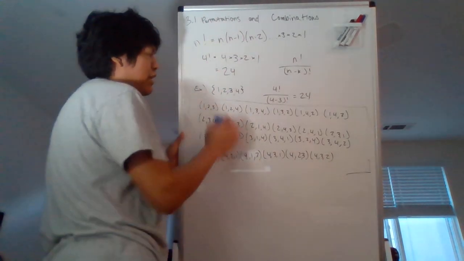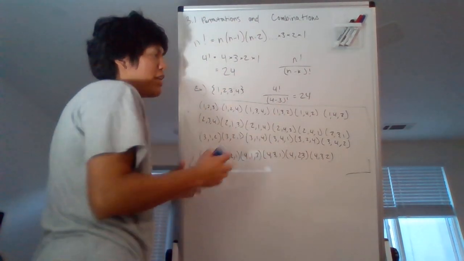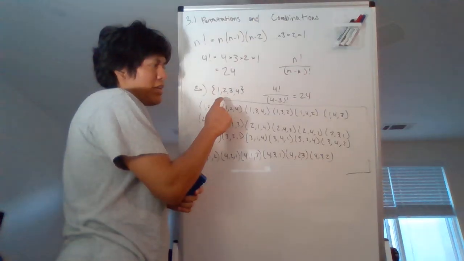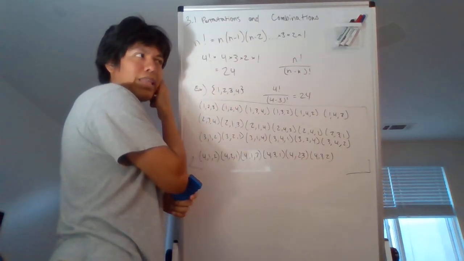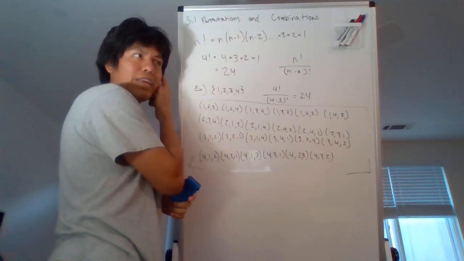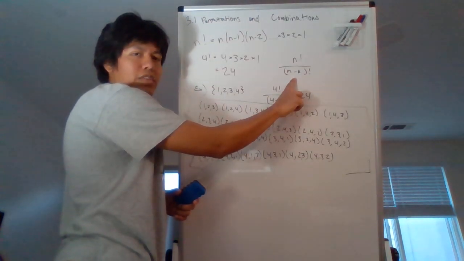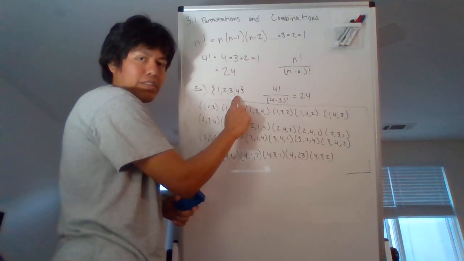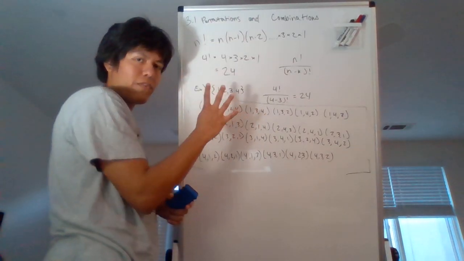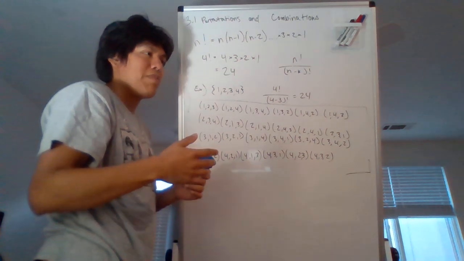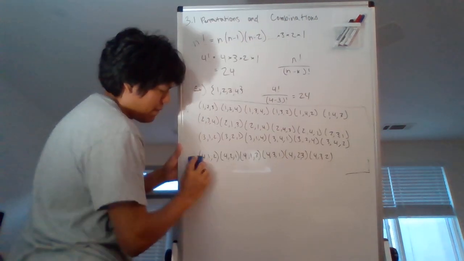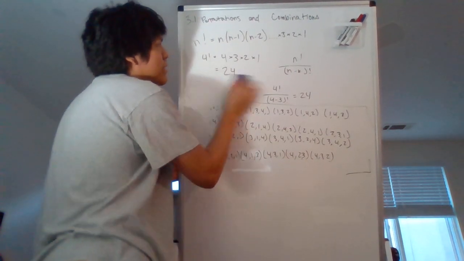Now, this is also the formula we would use if all of the elements in the set are different, right? We have 1, 2, 3, 4. Those are 4 different elements. But what if we have elements that are the same? Okay, so I'll erase this.